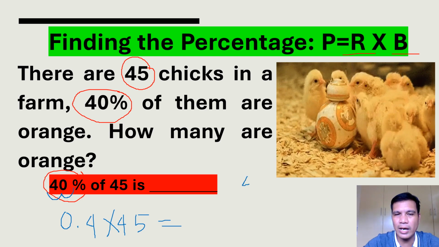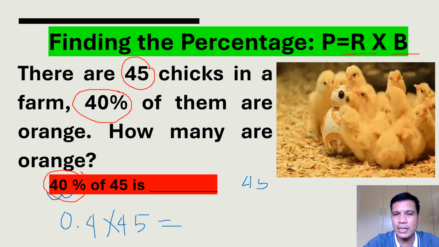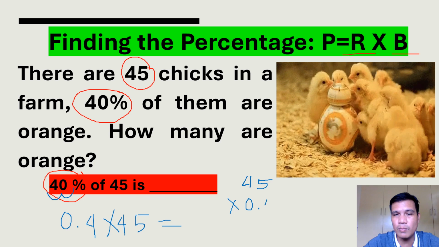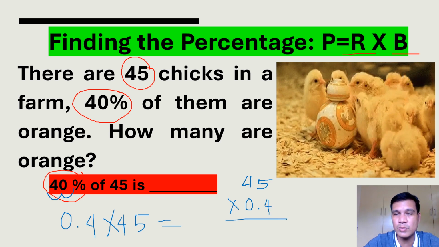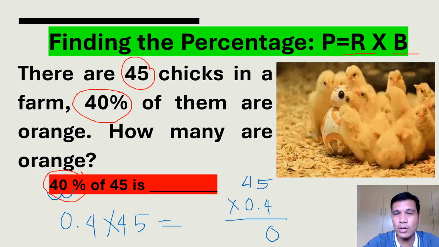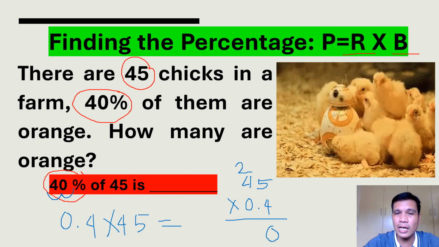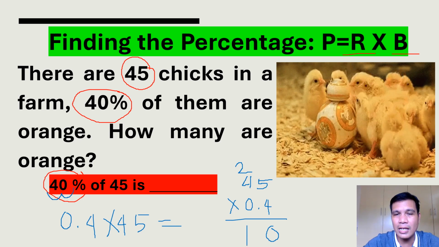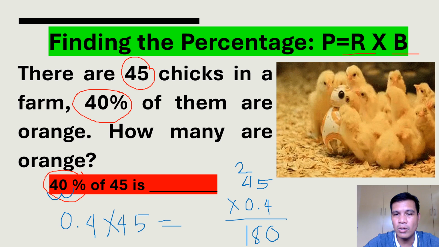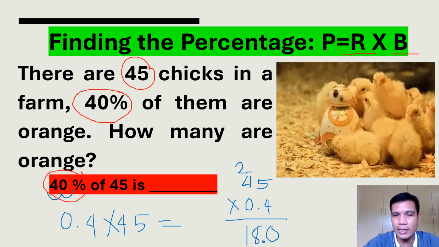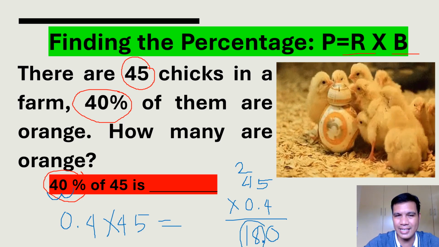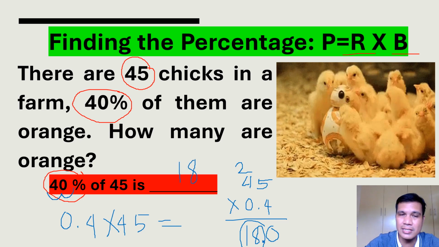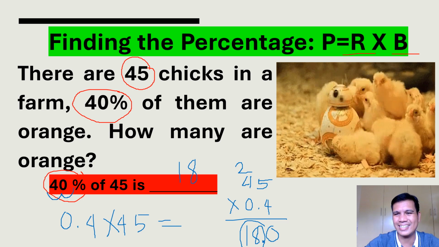So let us multiply 45 times 4 tenths. The first number that we are going to multiply is 4 times 5 is 20. Regroup 2. 4 times 4 is 16 plus 2 is 18. Then let us count the decimal places. No. Then this is 1. Then the answer is 18. So 18 are orange chickens. And the rest are not orange.